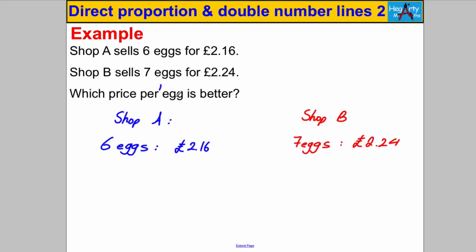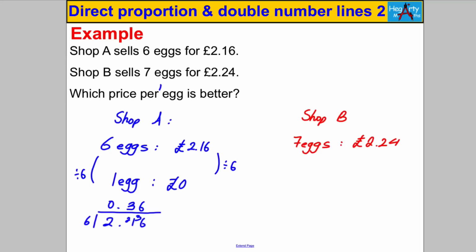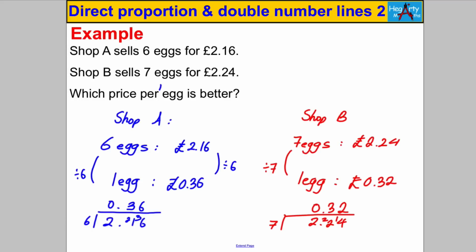So we want the price per 1 egg. So we want this number here to be 1. So we're going to divide by 6 to get 1 egg here. And we're going to have to work out £2.16 divided by 6. Let's go off and do that. So it's 0.36 or 36p for 1 egg in shop A. Over here we want the value of 1 egg as well, so we're going to have to divide by 7, and we're going to have to go off and do £2.24 divided by 7. So 1 egg here is 0.32, or 32p.